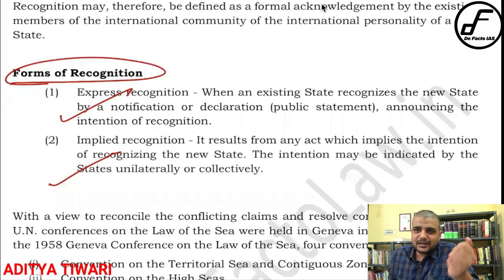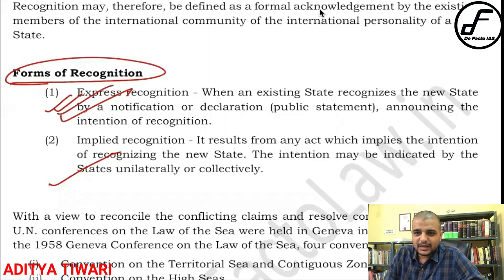Express means you have come up with a certain notification, a certain statute, or in fact a resolution in your parliament. Those sorts of actions lead to express recognition. India practices express recognition. Remember that, it is a very important point. Impliedly, we do not practice.